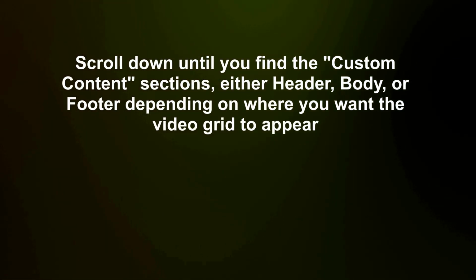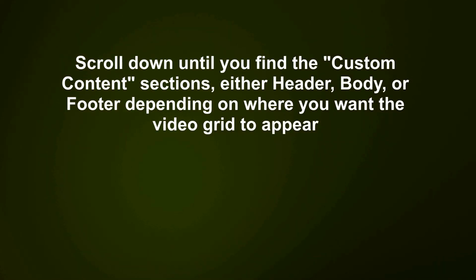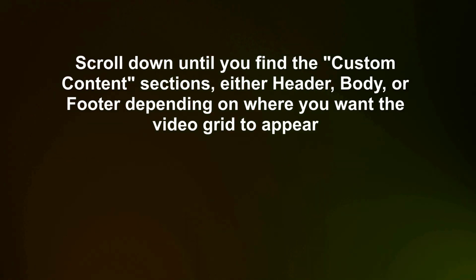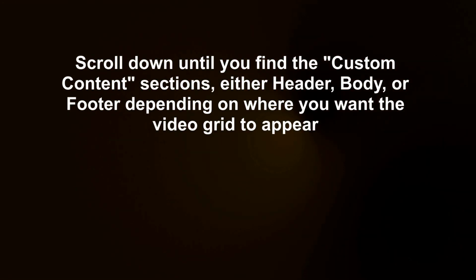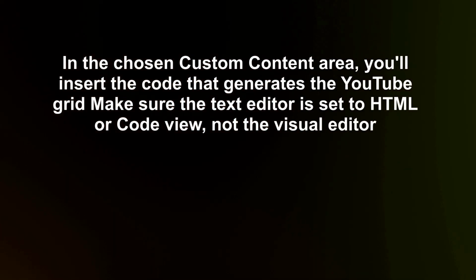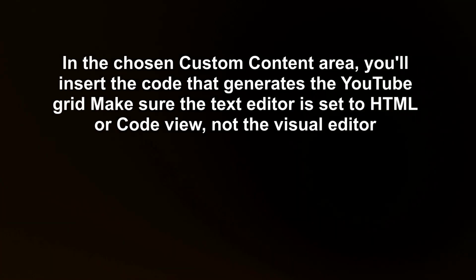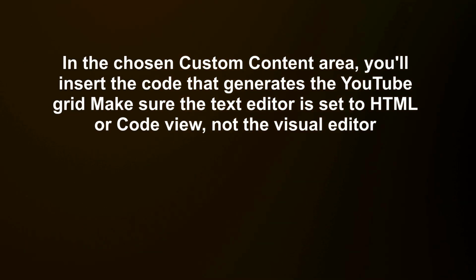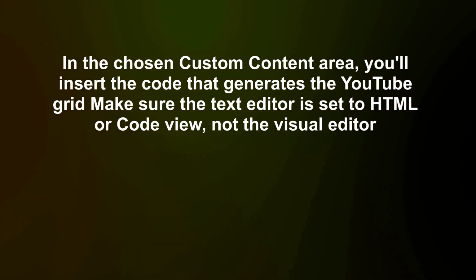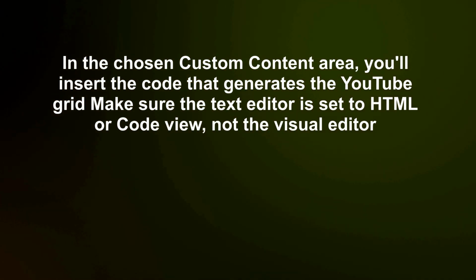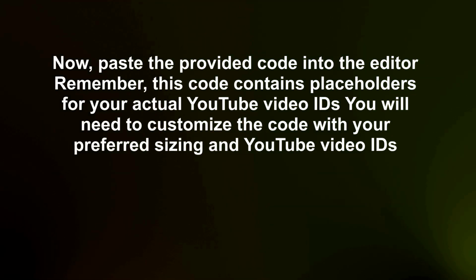Scroll down until you find the custom content sections, either header, body, or footer, depending on where you want the video grid to appear. In the chosen custom content area, you'll insert the code that generates the YouTube grid. Make sure the text editor is set to HTML or code view, not the visual editor. Now, paste the provided code into the editor.